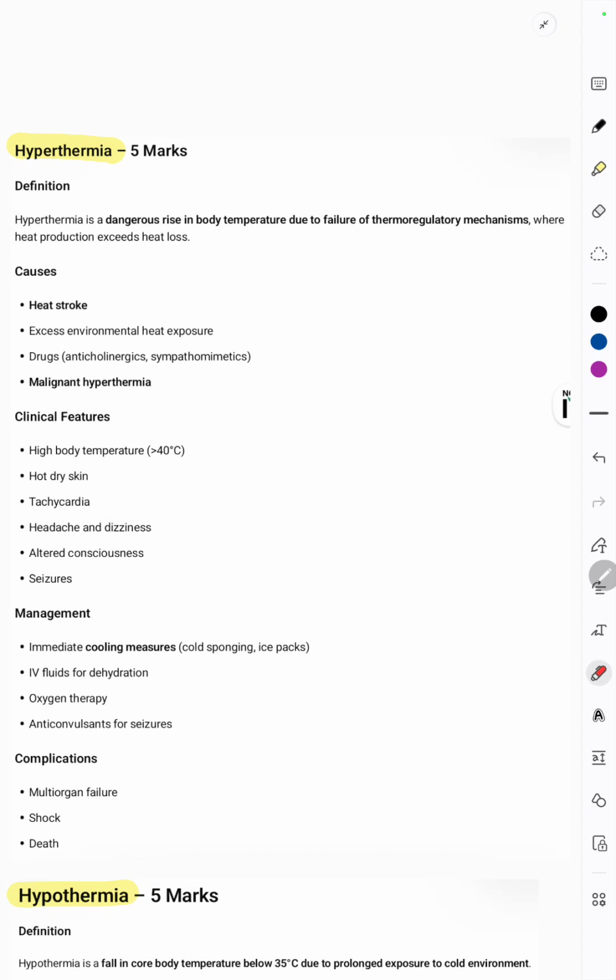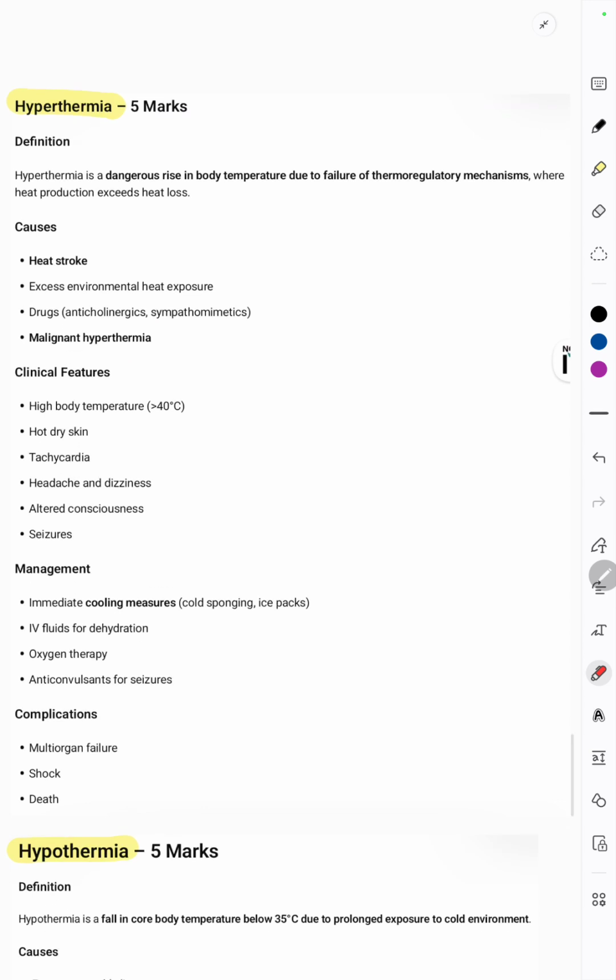And hyperthermia. Hyperthermia is a dangerous rise in the body temperature due to the failure of thermoregulatory mechanisms, where the heat production exceeds the heat loss. The causes for hyperthermia are heat stroke, then excess environmental heat temperature, certain drugs consumed that impair heat loss, that is anticholinergics, sympathomimetics, anti-Parkinson drugs, tricyclic antidepressants, or malignant hyperthermia due to any anesthetic intake.